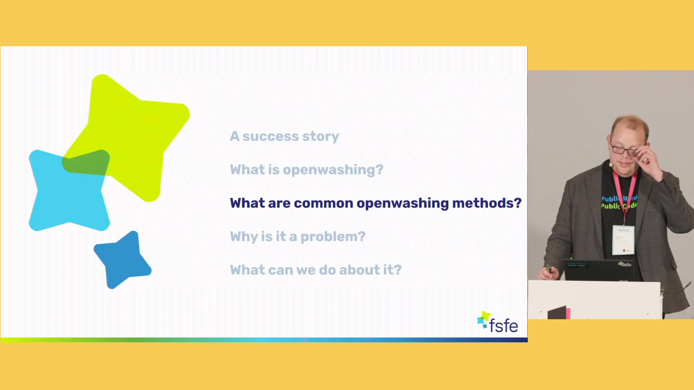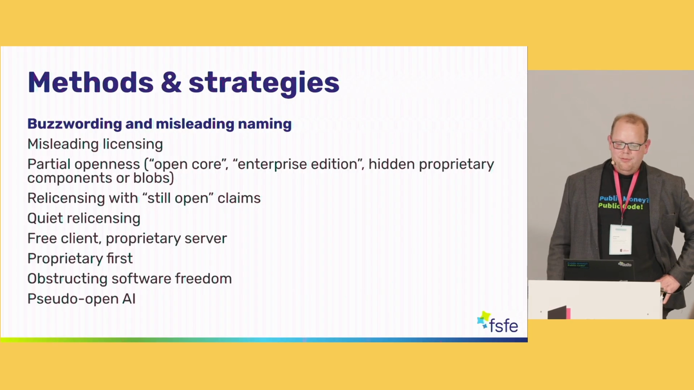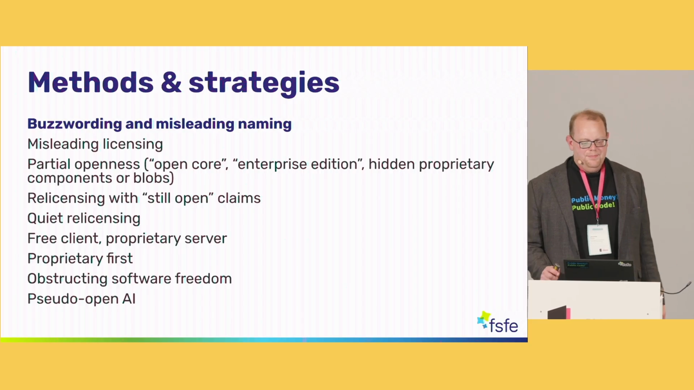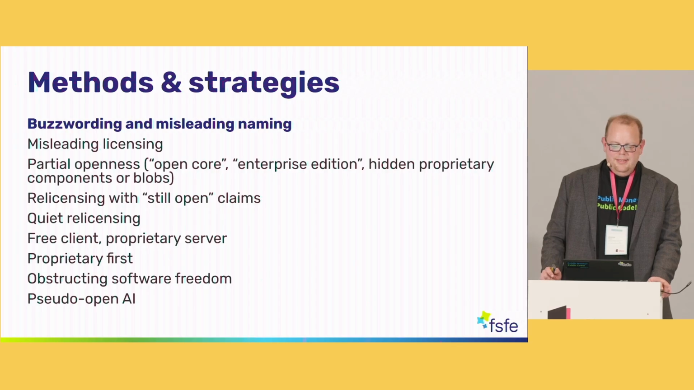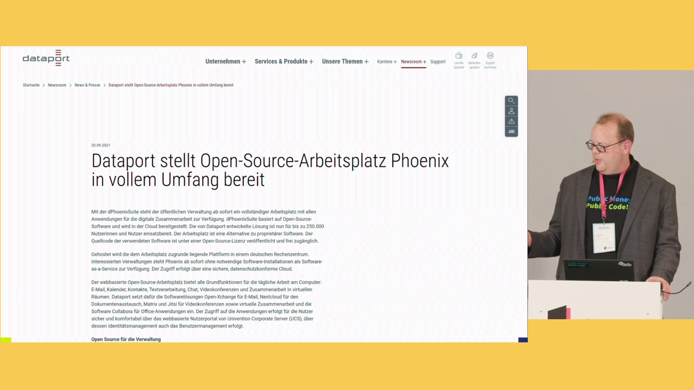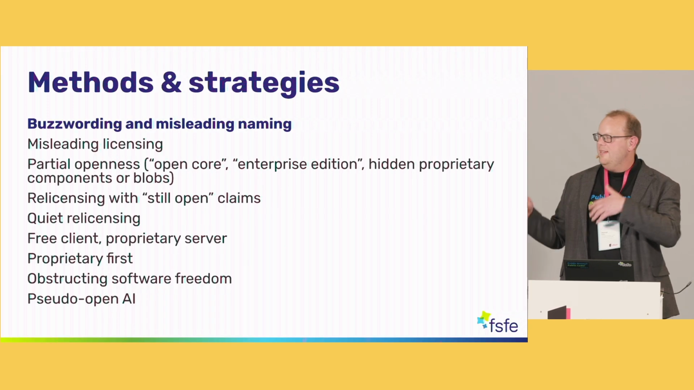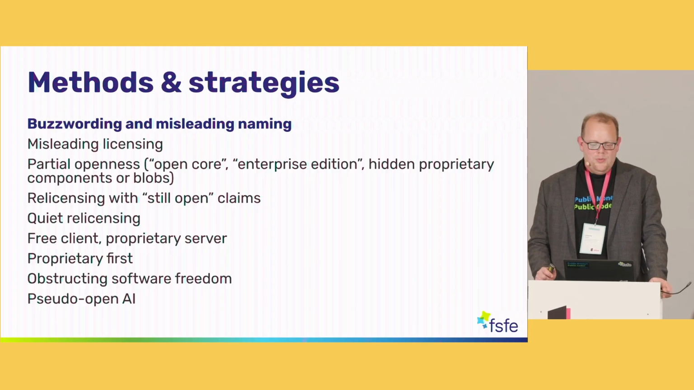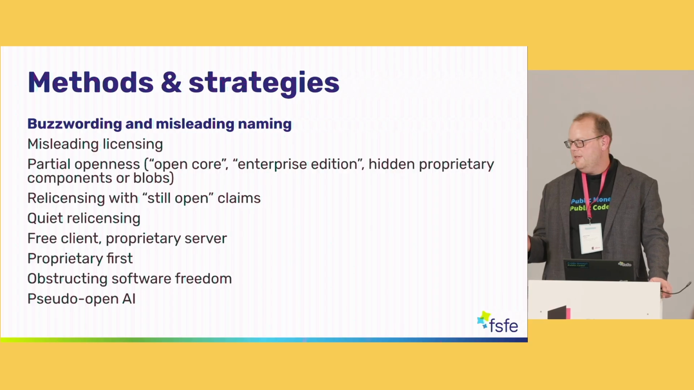So coming to the methods and to the examples that I have, from the survey we have put together a sort of typology of methods and strategies for openwashing. I will not go through every point here, and I don't have examples for every point, because it would probably take too long. But for some, of course. So for the first one, buzzwording and misleading naming: this list is not sorted by priority, but buzzwording and misleading naming is on purpose at the top because it's something very common.